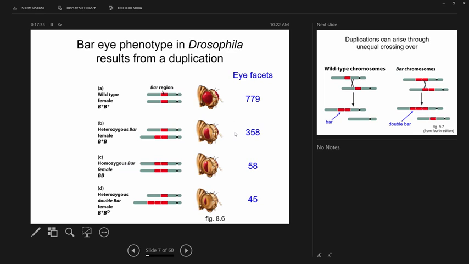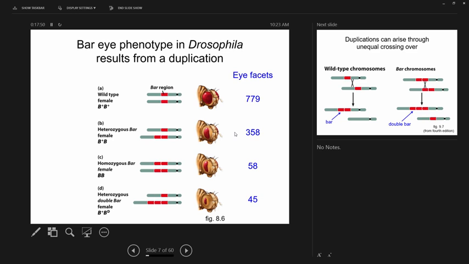So let's look at duplication. So here's everybody's favorite fruit fly, and one of the mutants that was found was called bar eye. So here's the normal eye here. This is the bar eye. It's just, you know, a line like that.